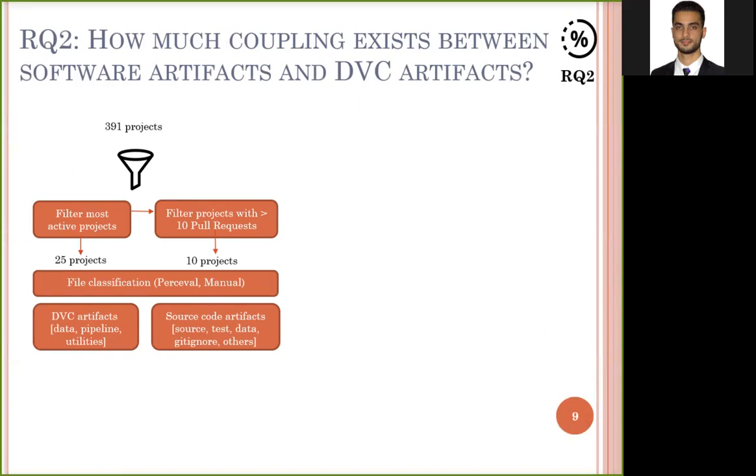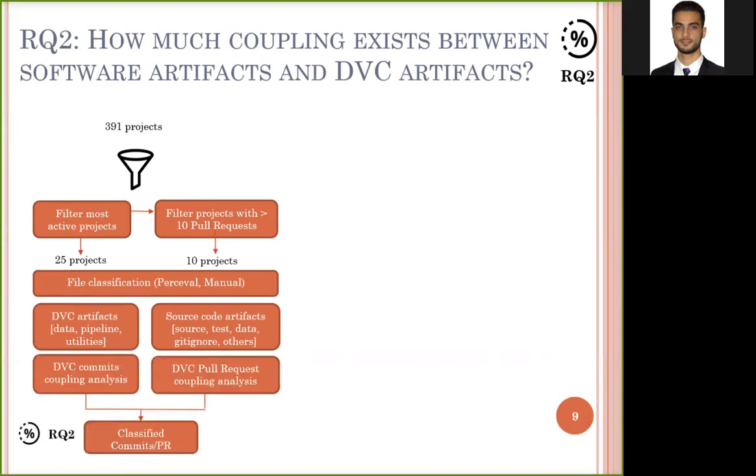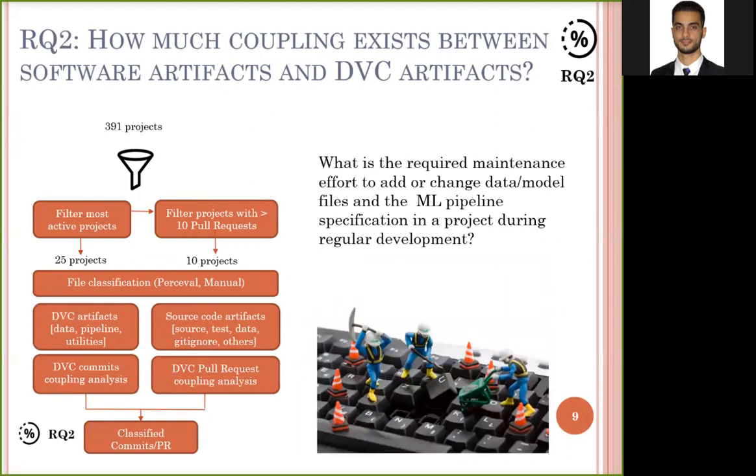Using association rules, we were able to compute the coupling, and we used the chi-square test to validate the analyzed coupling. The reason for computing the coupling is to analyze the maintenance and effort that developers should expect, like the effort to add or change data and model files and the machine learning pipeline specification in a project during regular development.